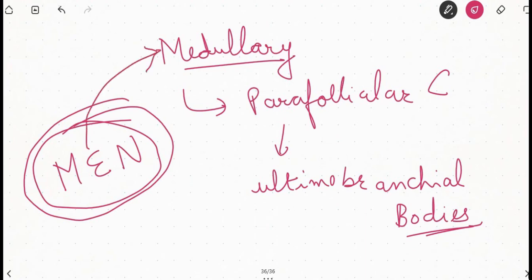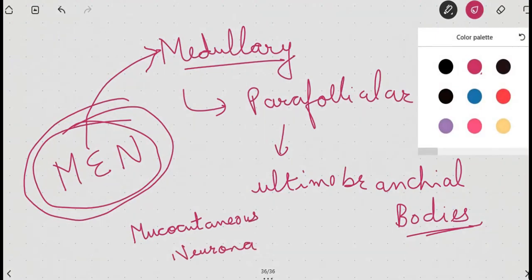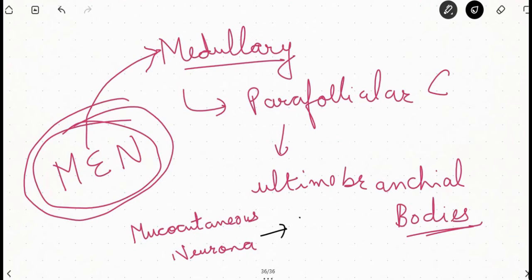When it is associated with the mucocutaneous neuroma involving the lip, tongue, eyelid, then it is known as Sipple syndrome. So remember the Sipple syndrome for your exam.